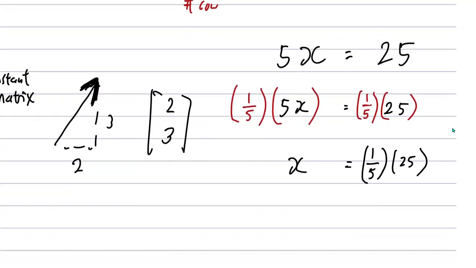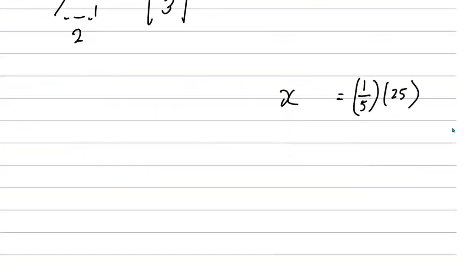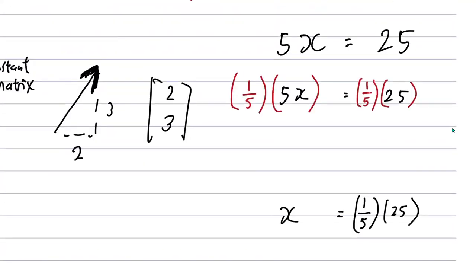But what's another way to write 1/5? Isn't it just 5 power negative 1? Correct or not? 1 over 5 is the same as 5 power negative 1. So I can rewrite this as 5 power negative 1 multiplied by 5x equals 5 power negative 1 multiplied by 25.